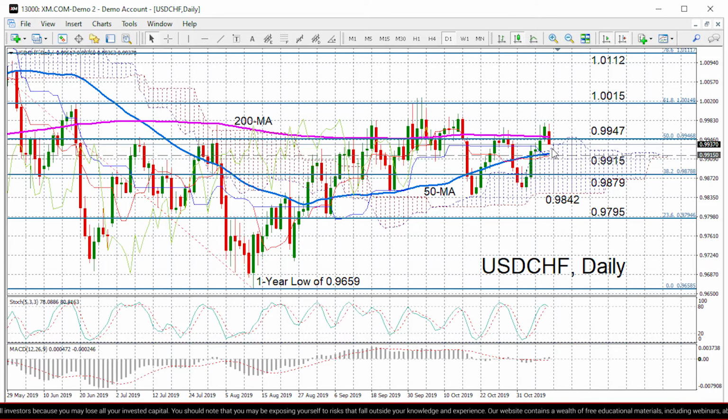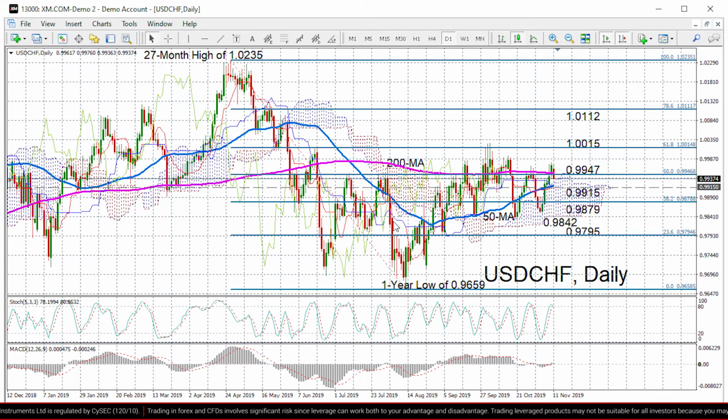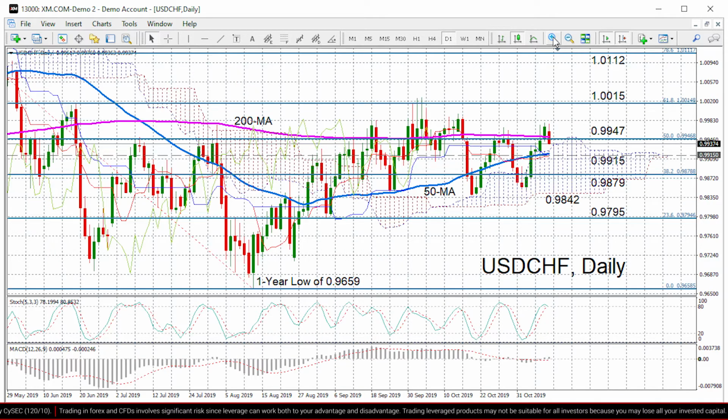If today's downside momentum does accelerate, we expect to see strong support coming from around 0.9915, which is around the 50-day moving average and also near the top of the Ichimoku cloud. If that strong support is broken, prices could then slip towards the bottom of the cloud at 0.9842. Below that, the next key support is likely to come from the 23.6% Fibonacci retracement of the down leg from 1.0235 to 0.9659.